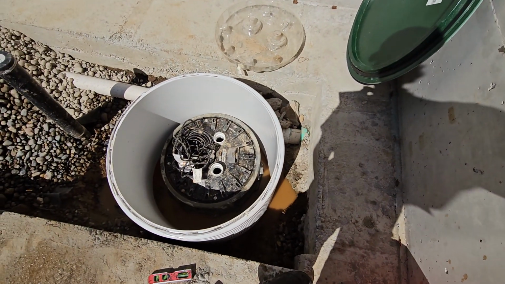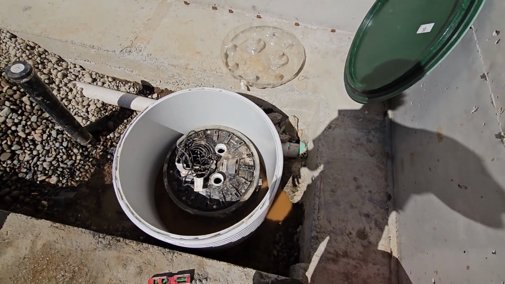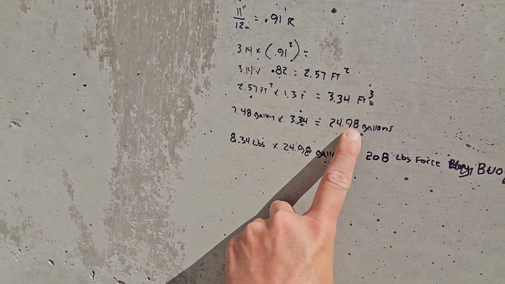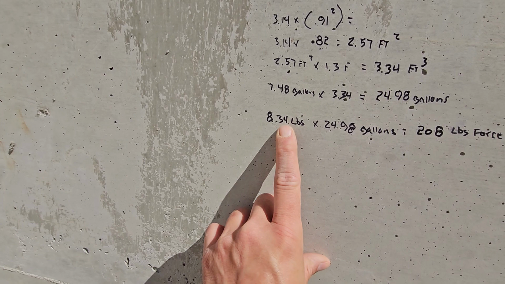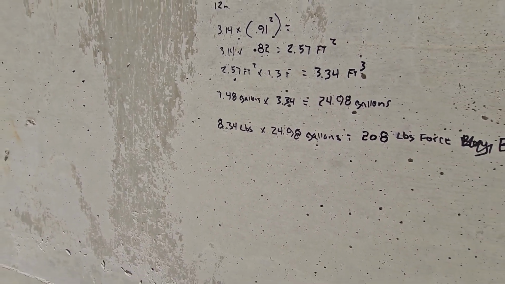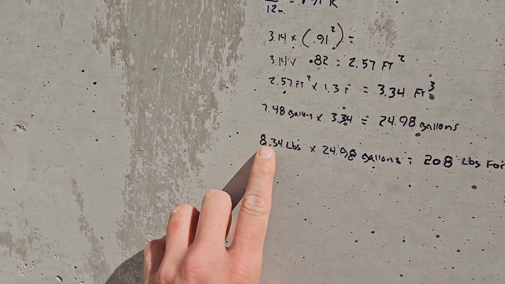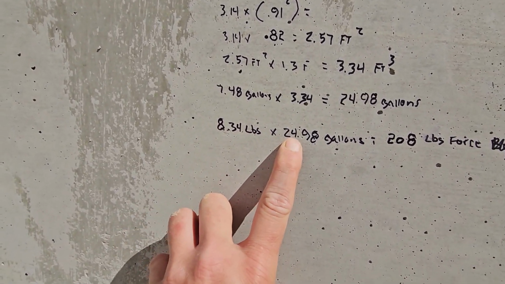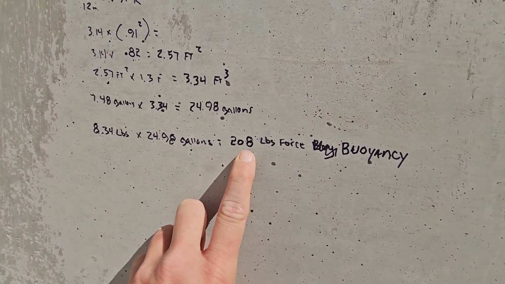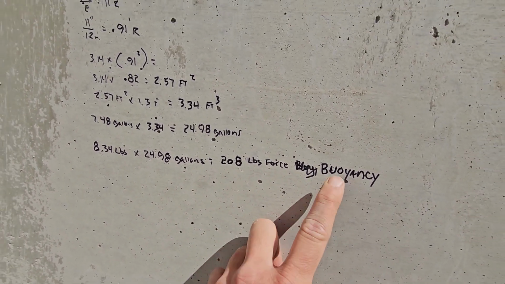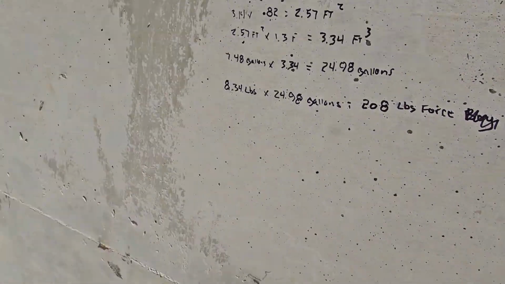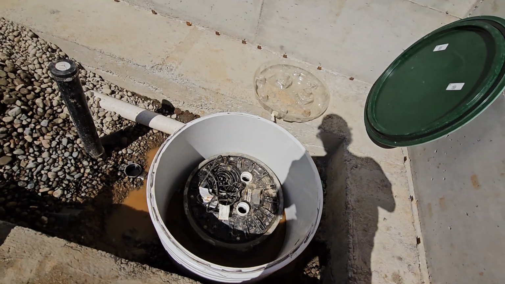That seems about right. About 24, 25 gallons if you just kind of think about it with common sense. So 25 gallons, there's 8.34 pounds in 1 gallon. The weight of water is 8.34 pounds a gallon. So 8.34 pounds times 24.98 gallons, that's our volume, equals 208 pounds. So that's our buoyancy force, always pushing that tank up. It's going to be 208 pounds. That's what we got right now.